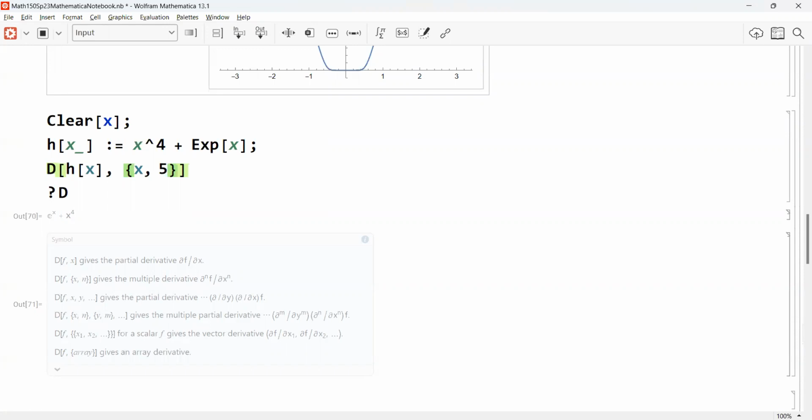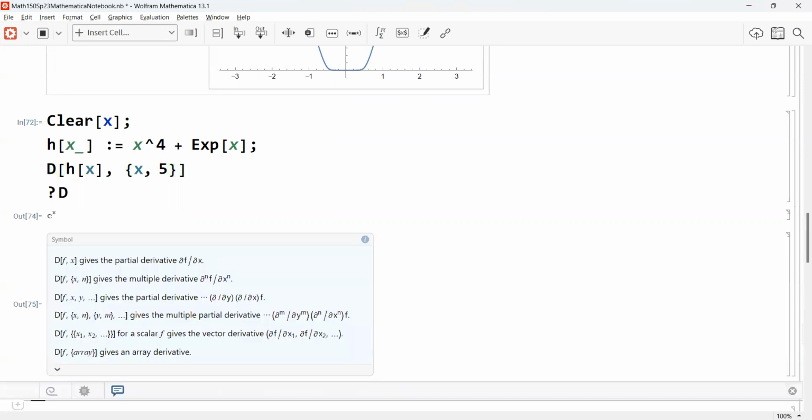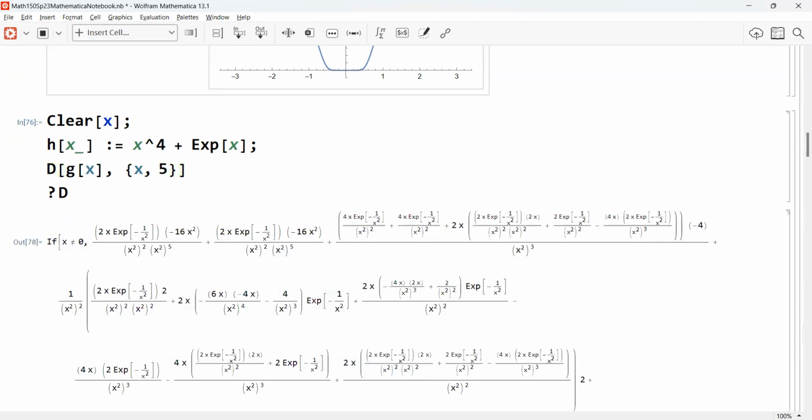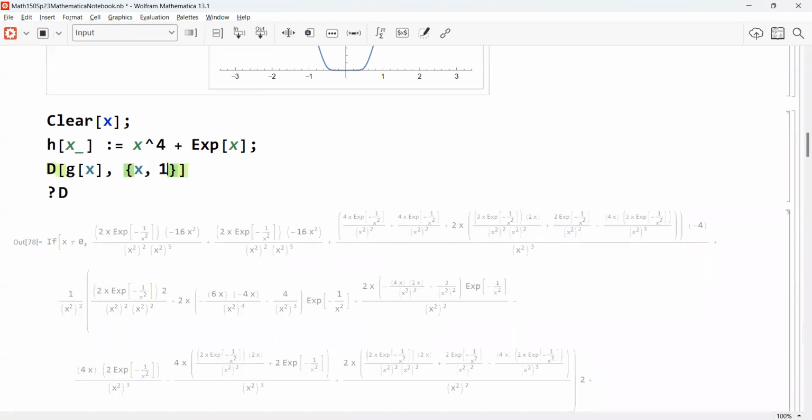I've got x to the 4th plus e to the x. What happens if I take 5 derivatives of x to the 4th? 0. What if I take 5 derivatives of e to the x? Yeah. So I should just get e to the x. And I get that. I could try taking the derivative of g of x. Let's not take 5 derivatives. Let's just take 1 derivative.